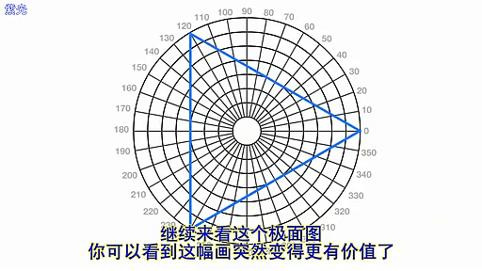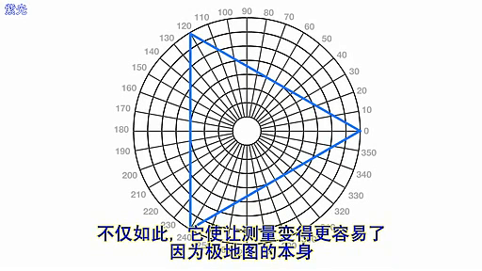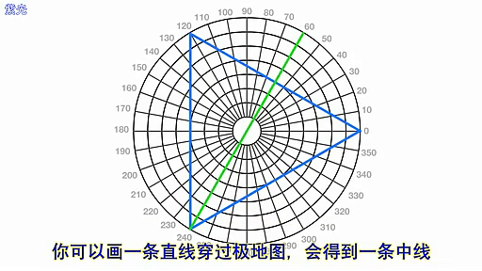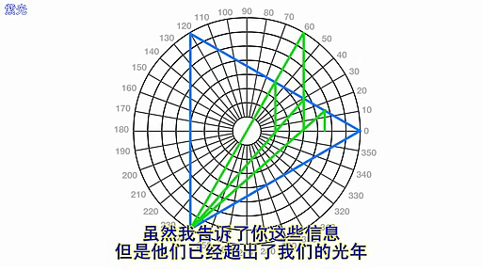Back to the polar graph, you can see that this drawing has a much greater value all of a sudden. Not only that, but it becomes even easier to make your measurements thanks to the polar graph itself. You can just draw a straight line through the drawing on the graph, and it will give you the center line. This information has been taken light years beyond what I just showed you though.